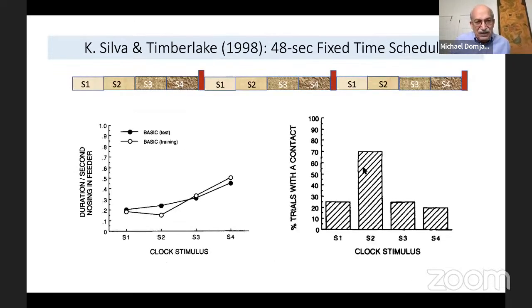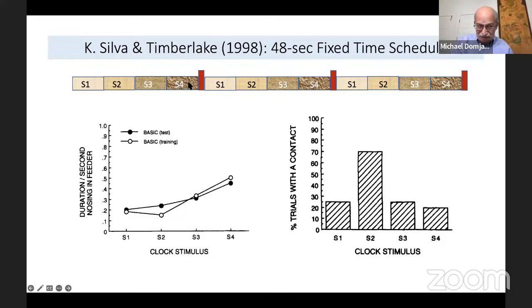Kathleen Silva and Timberlake did a second experiment in which conditioning involved presenting food every 48 seconds. So it's what they call a 48-second fixed time schedule. But different periods during that 48 seconds were signaled by different stimuli. So these were called clock stimuli. The stimulus number 1 was present during the first 12 seconds, then it switched to stimulus 2, then 3, then 4. And because the clock stimuli occurred in a predictable fashion, the animal learned that S1 occurs fairly far from when the food will actually happen. S2 is a little bit closer.